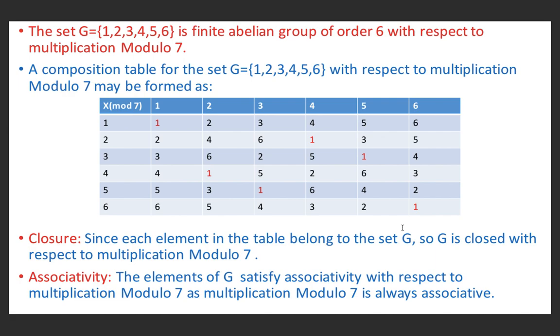Now we observe that the first row is identical with the top border row. The second row is not identical with the top border row. The third row is also not identical with the top border row. The fourth, fifth and sixth rows are also not identical with the top border row. So the first row is identical with the top border row, so the element on its extreme left is 1. So 1 is the identity element of the group.